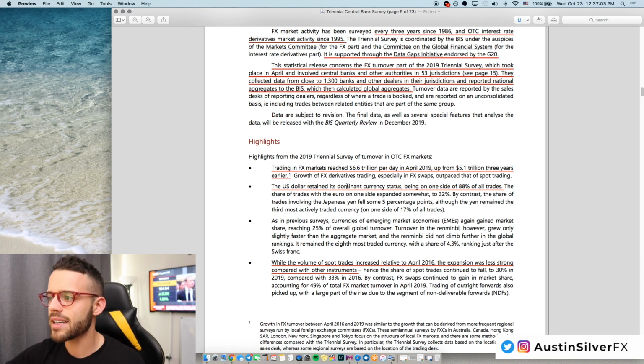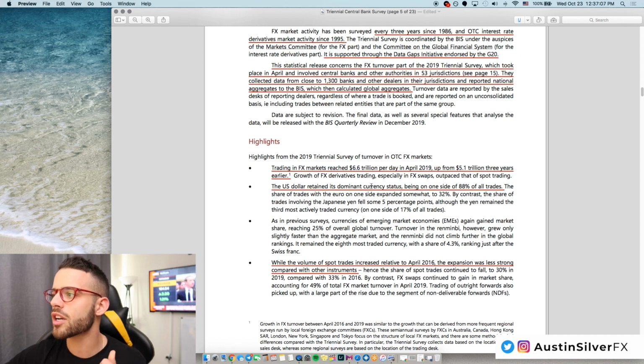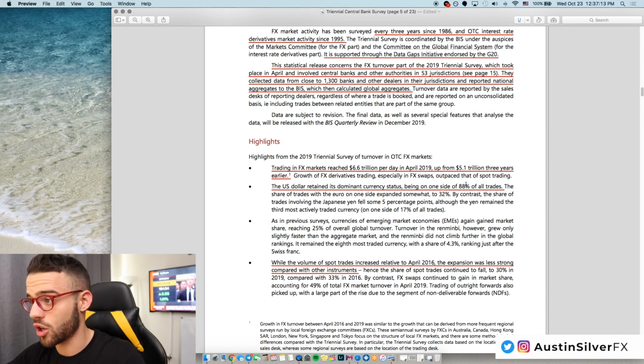The second highlight says that the US dollar retained its dominant currency status, being on one side of 88% of all trades. That's a huge majority.